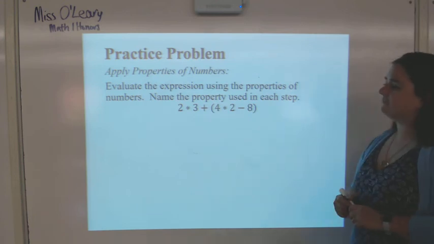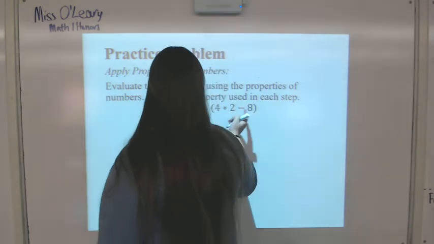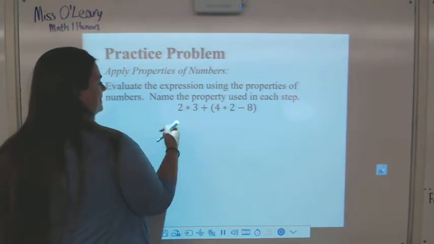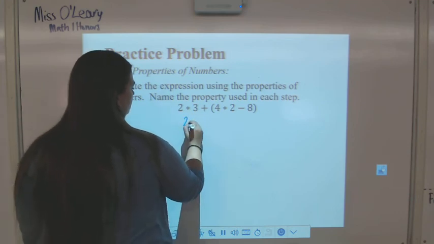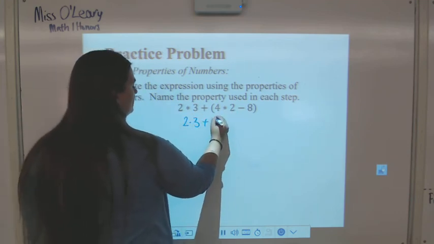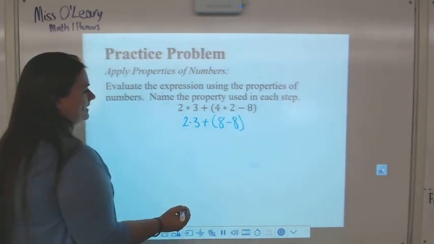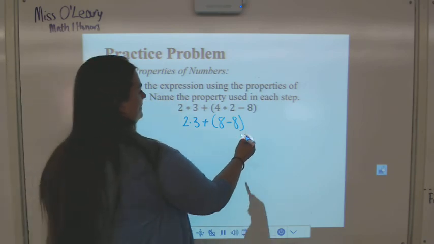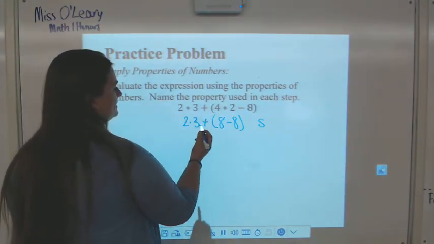When I look at this, the first thing I need to do is deal with my grouping symbol. Inside my grouping symbol, I see multiplication and subtraction, so I'm going to do multiplication first. Well, what I'm doing here, when I take that 4 times 2 and I replace it with an 8, that tells me that I am substituting. So my step, the property used in this step would be substitution.